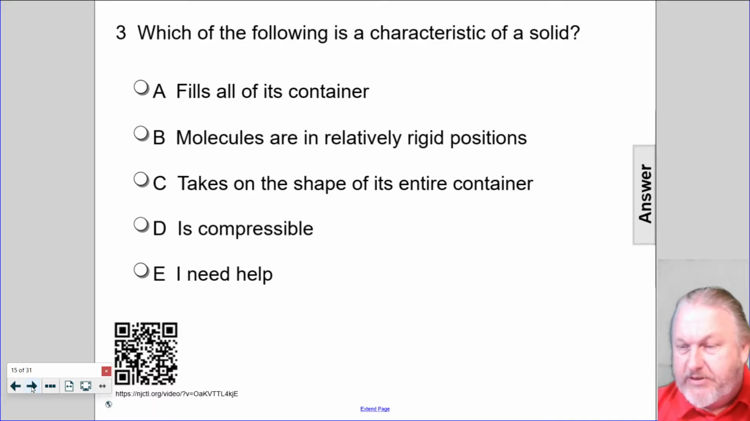Which of the following is the characteristic of a solid? Take a pause. Of course, that would be B. The molecules are in relatively rigid positions.